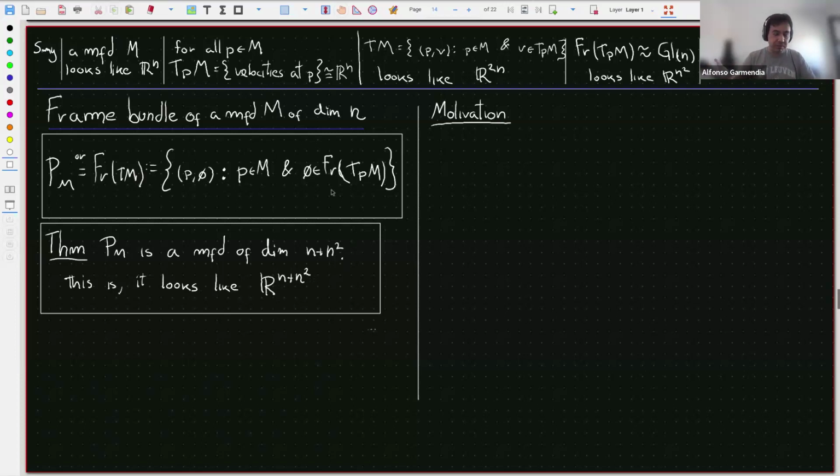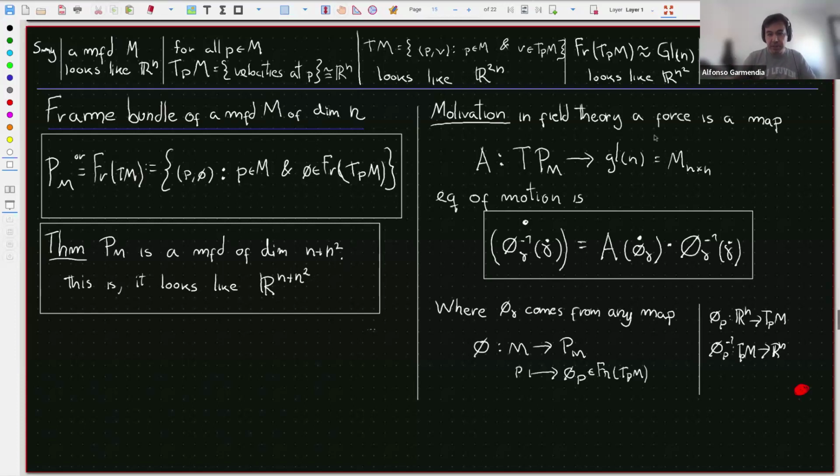And I want to give a little bit of motivation for this, and maybe many people are already familiar with it. But in field theory, a force is seen as a linear map from the tangent of the frames to GLn. And then the equation of motion is written in this way, and I want to explain a little bit why. Here we have any map that will go from the manifold, or from an open subset U of the manifold, to PM. It doesn't matter too much which choice we make, because in the end this equation will not depend on this choice very much. It will go from here to here.